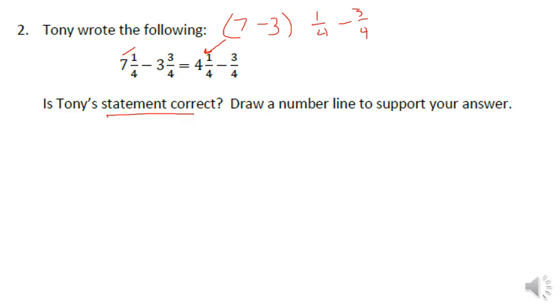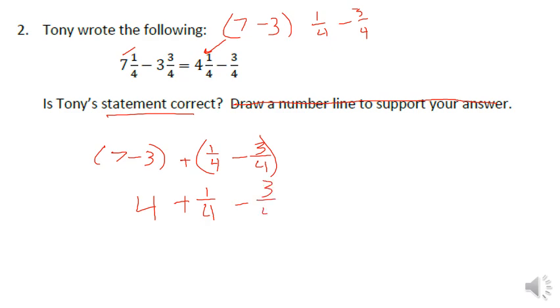So yes, I'm not concerned with a number line to support the answer. But how about if we continue, we just work the problem out and we can see. So let's say, like we did, 7 minus 3, and then we're going to add 1/4 minus 3/4. And you can see when we do this, it ends up being 4 plus, and if I don't convert it, 1/4 minus 3/4, which would equal 4 1/4 minus 3/4. And that's the question. They just want to know if these two statements are equal.